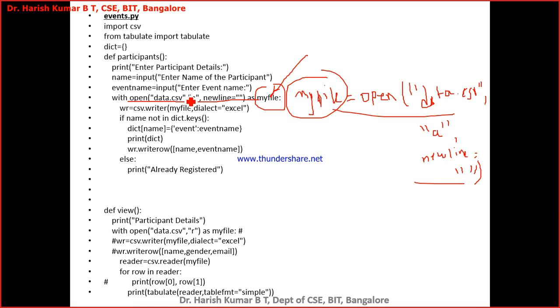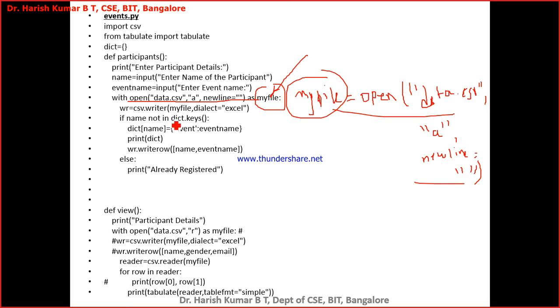Now after opening the file data.csv in the append mode, see what I'm doing: csv.writer. The CSV module I've already imported, and inside the CSV module there is a method called writer. We'll be discussing all these things in more detail when we go to the files topic, where we'll deal in detail with how to handle .txt files and .csv files. There you'll understand it in more detail, but this is only brief.